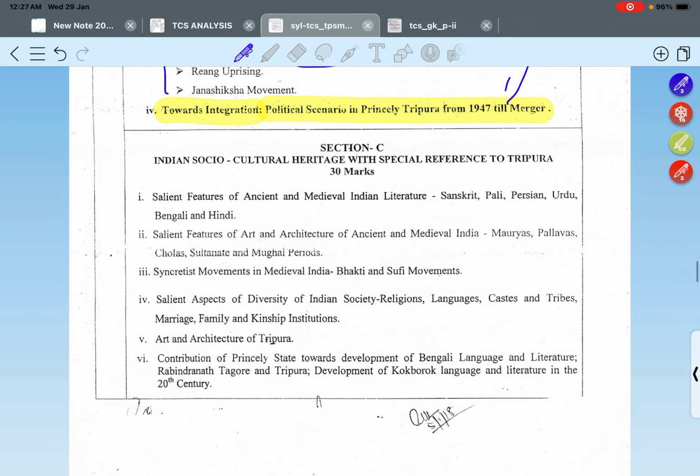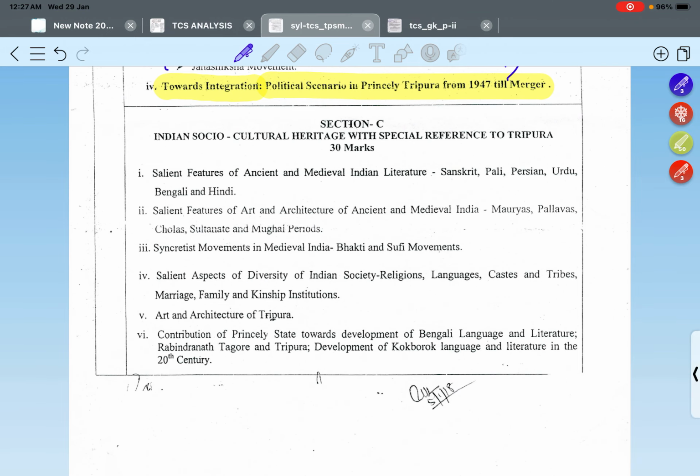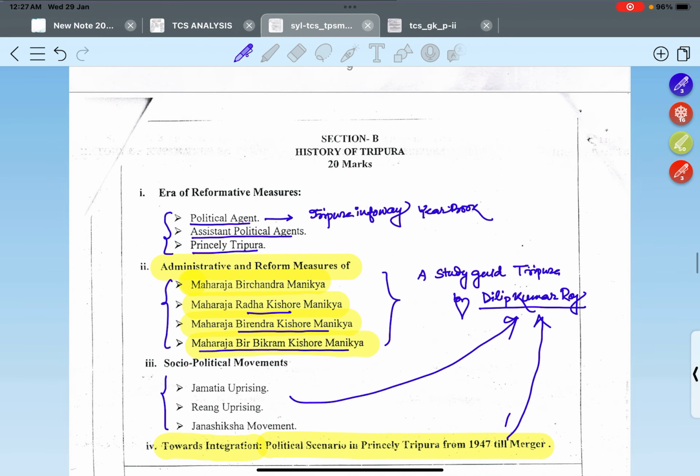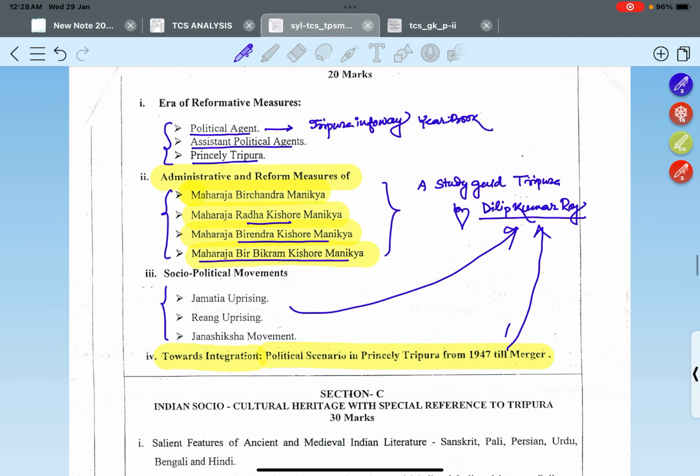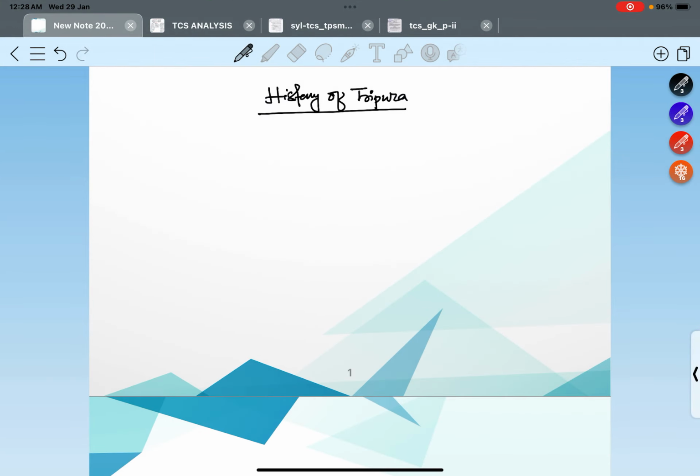Okay, next topic. Now I will discuss how you will do a topic and how much to cover. Suppose that topic is the first topic. Let's take the first topic, political agent. History of Tripura, political agent.